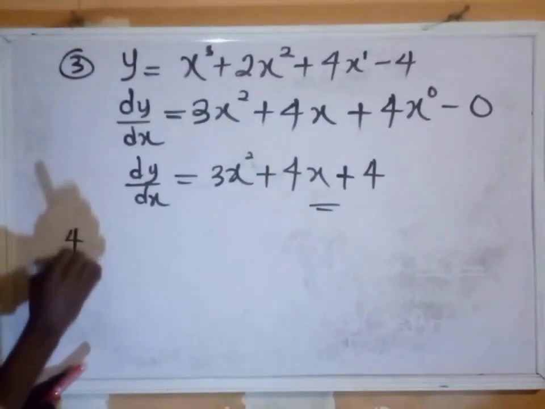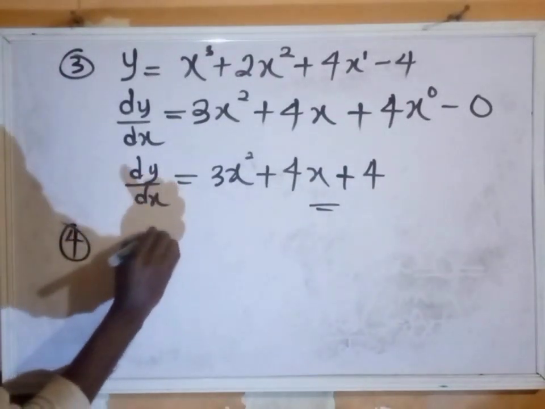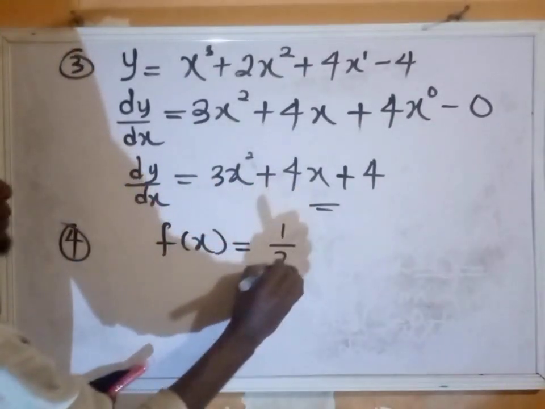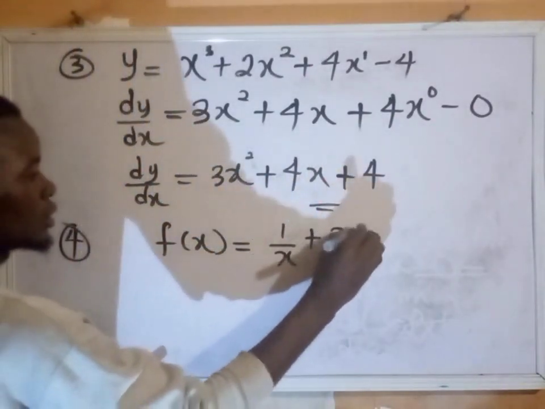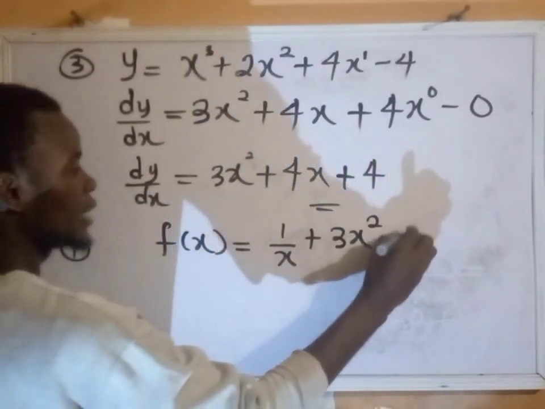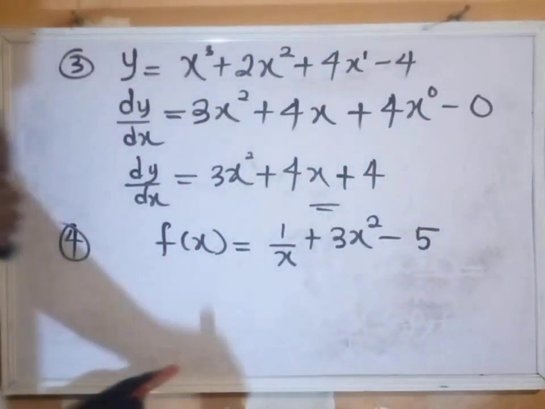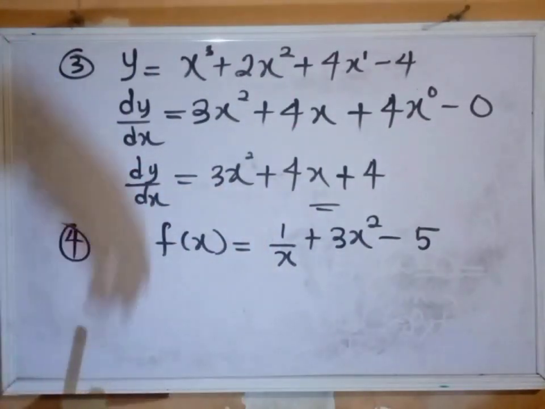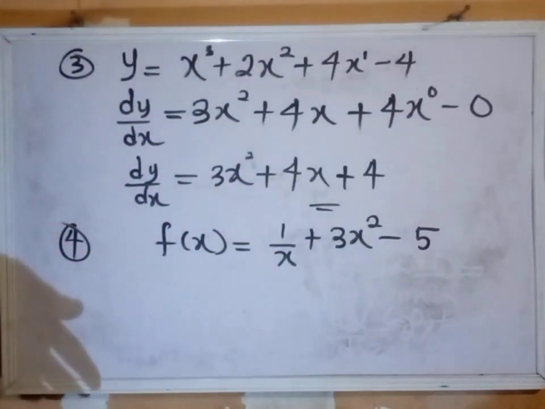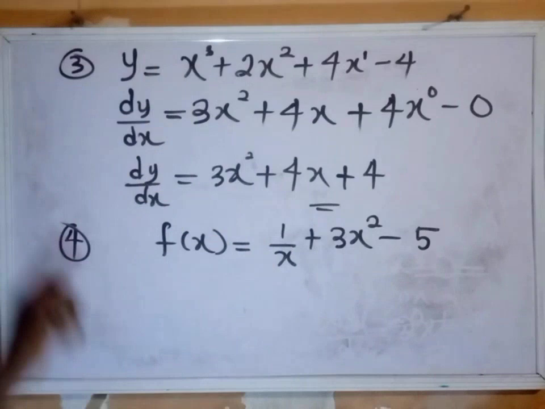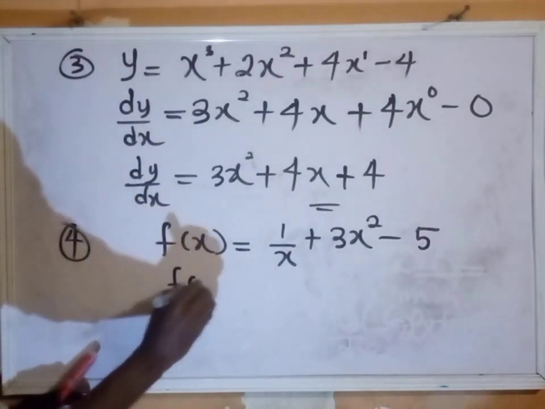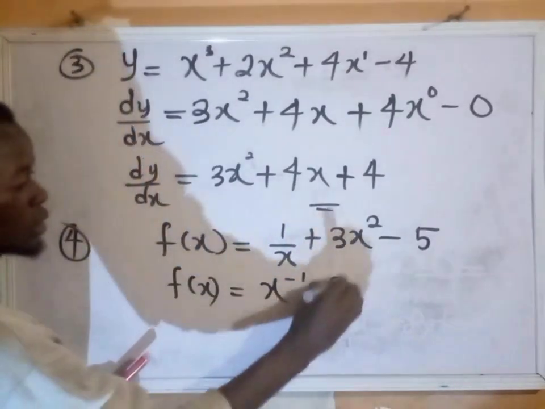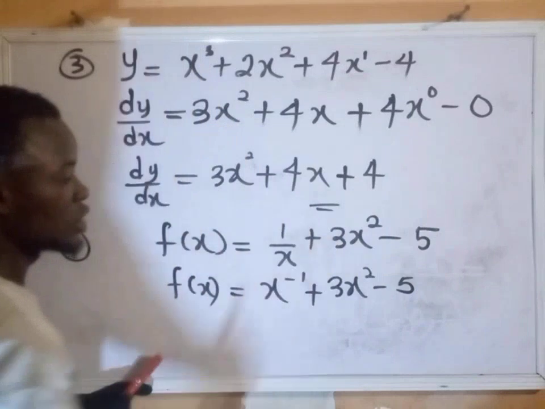Okay, let's see example number 4, the last one here. If f of x equals 1 divided by x plus 3x squared minus 5. To do this, let's transform it. Let's write this in the form of an exponent, not in the form of a fraction. If you have 1 divided by x, it's still the same thing as x raised to the power of minus 1. So I can transform this as f of x equals x raised to the power minus 1 plus 3x squared minus 5.